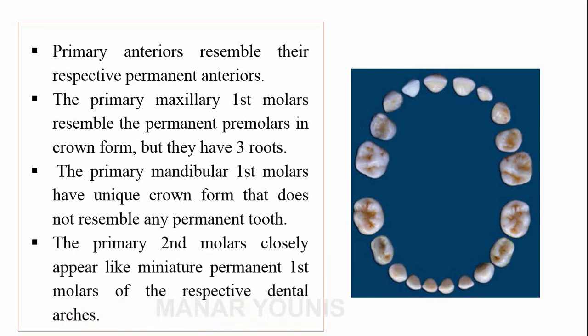On the other hand, the primary second molars appear like miniature permanent first molars of the respective dental arches. So the primary maxillary second molar closely resembles the permanent maxillary first molar, while the primary mandibular second molar closely resembles the permanent mandibular first molar.